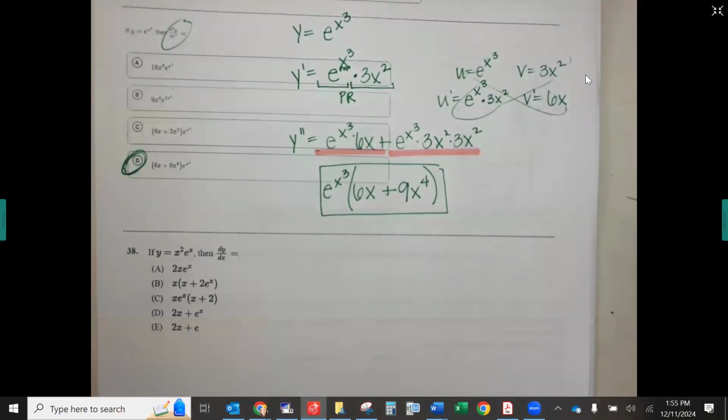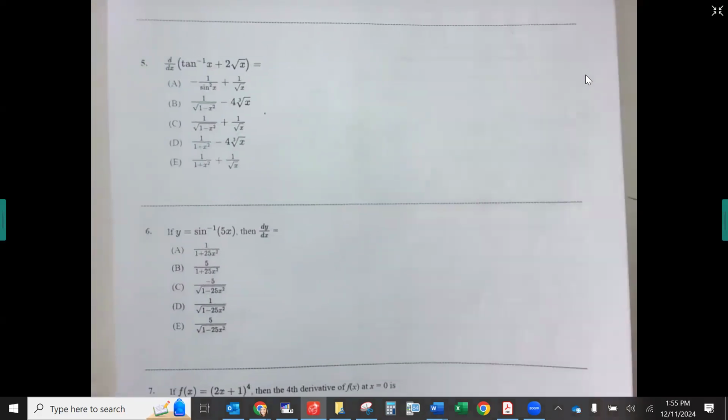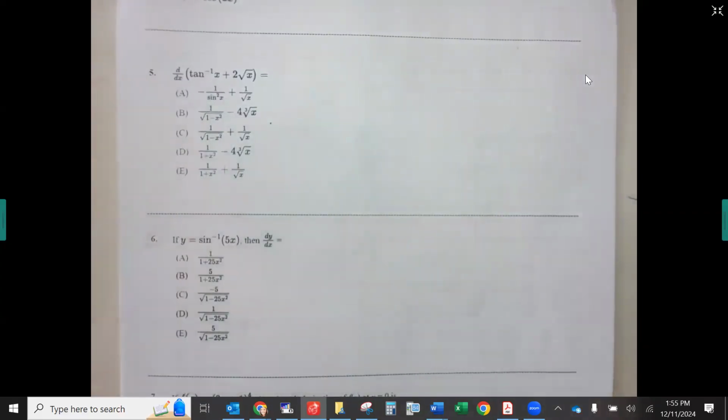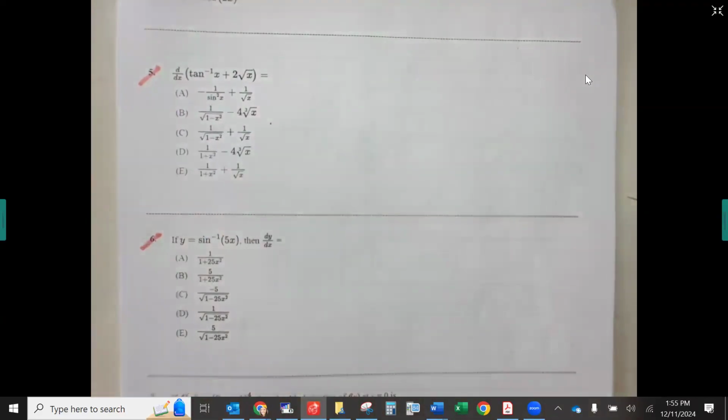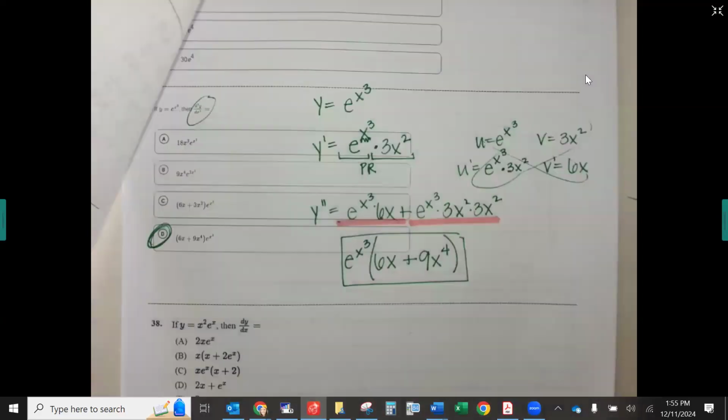All right, there are two questions that we're gonna do a little mini notes on in a few minutes, but I'm gonna give you 20 minutes to work. The questions are on page 11, 5 and 6. We haven't done the inverse trig derivatives yet, but they're very easy. I'm going to show you how to do them in about 20 minutes. So on page 11, don't do these two right now.